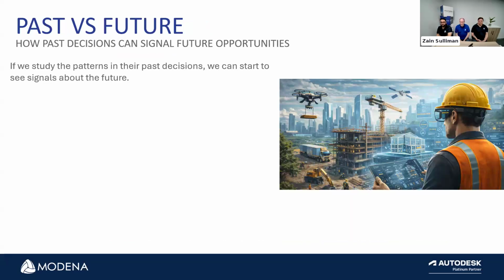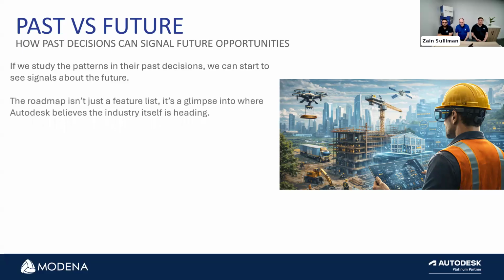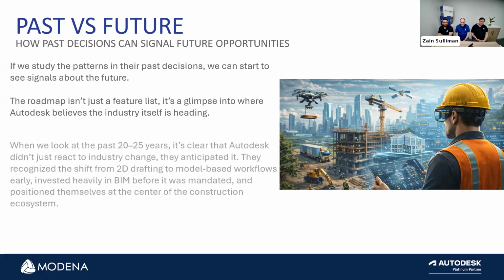All right. So now we can look at the past and how past decisions can signal future opportunities. If we study the patterns in past decisions, we can start to see signals of the future. The roadmap that we're going to be looking at isn't just a feature list, it's a glimpse into where Autodesk believes the industry itself is heading. So we can get signals of what the future of the construction industry will look like.